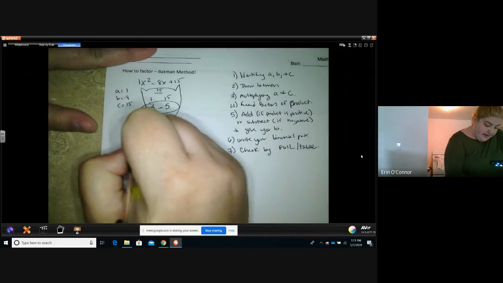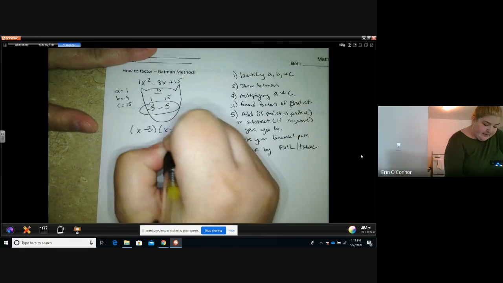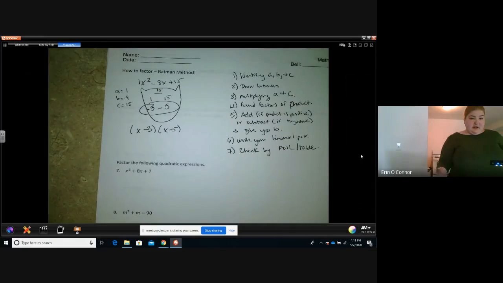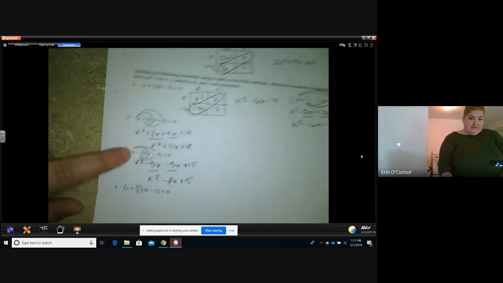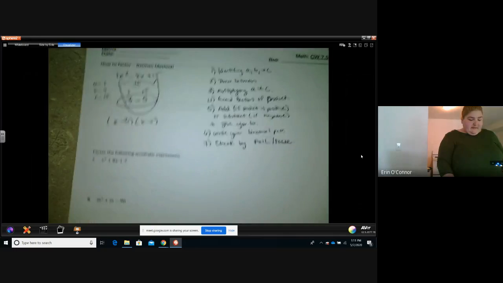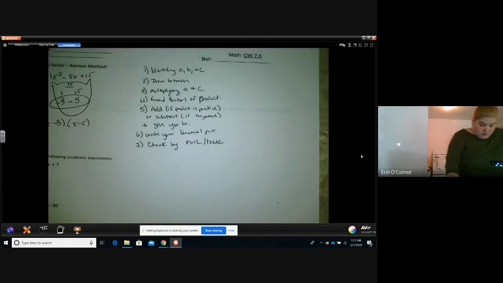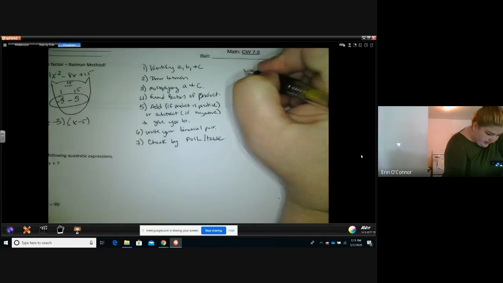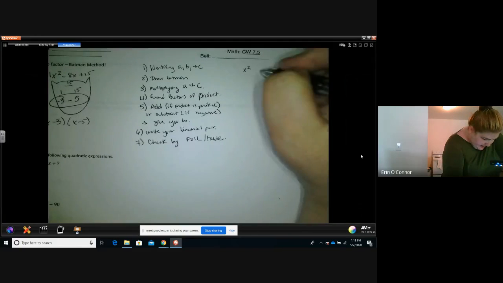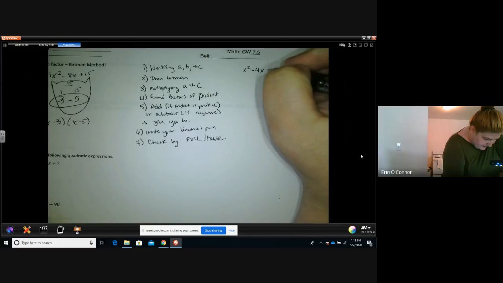So the binomial pair is x minus 3, since this is a negative 3, and x minus 5. And if we go back to our original, that was our original one, x minus 5, x minus 3. So thinking of one just off the top of my head, we're going to practice one more. We're going to do x squared minus 4x minus 12.